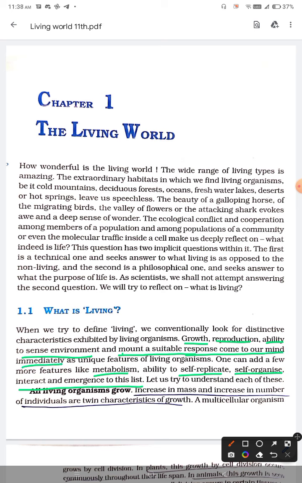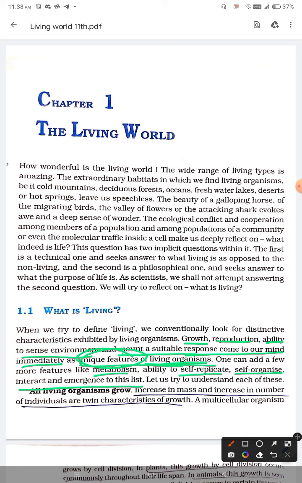These are the unique features of living organisms. You can underline them: growth, reproduction, ability to sense the environment, and suitable response. That is, when we get a stimulus, what response we give to it. Those are also features unique to living organisms. Then self replicate, self organize, interact, emergence and metabolism.